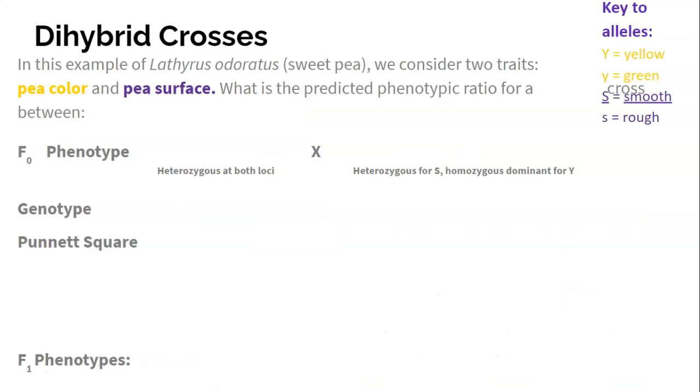Now, if I were to do this again, but this time I have a heterozygote for the smooth pea surface and then a homozygous dominant for the color, I would still have both smooth and yellow, because I'm still showing the dominant trait. But this time you can see my genotype is slightly different for my homozygous dominant trait.